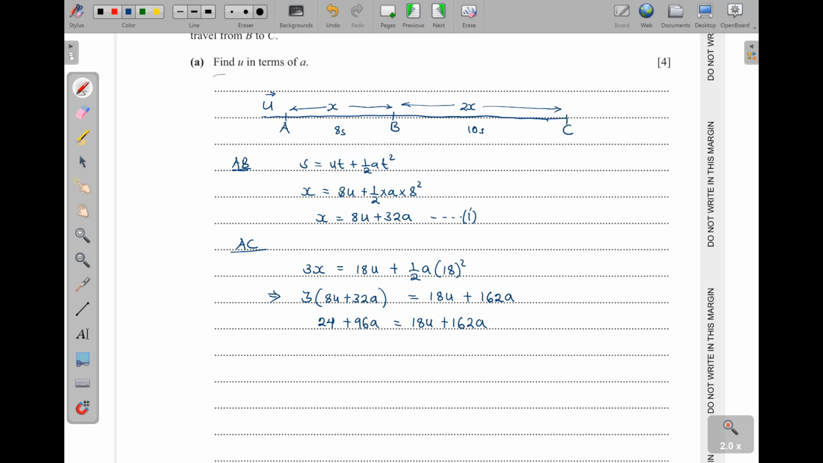162a. Remember, they said find u in terms of a, so we make u the subject. Now automatically we shall have u here. Now 24u minus 18u shall be equal to 162a minus 96a. So 24 minus 18 gives us a 6. So 6u is equal to 66a. Okay, so when we divide all through by 6, then our u becomes 11a, like that.